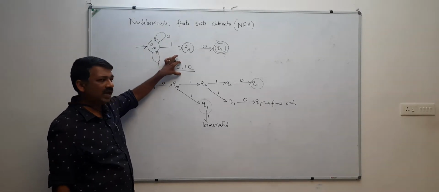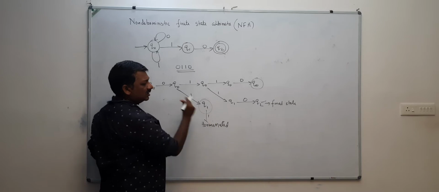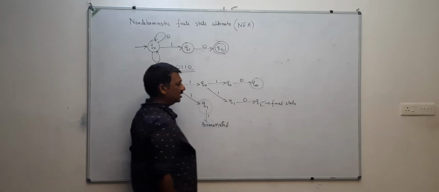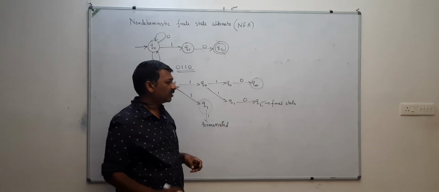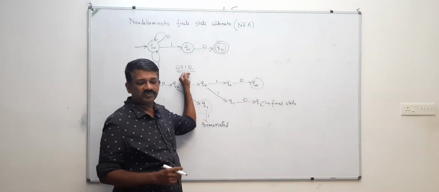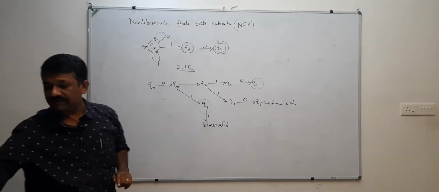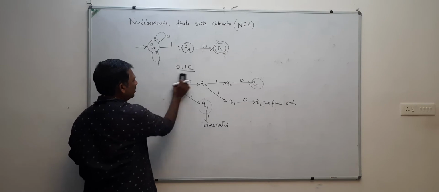This string is accepted if one of the routes takes you to a final state. Here you have reached q2, and that's why this string can be accepted. That is the concept of a non-deterministic finite automaton.